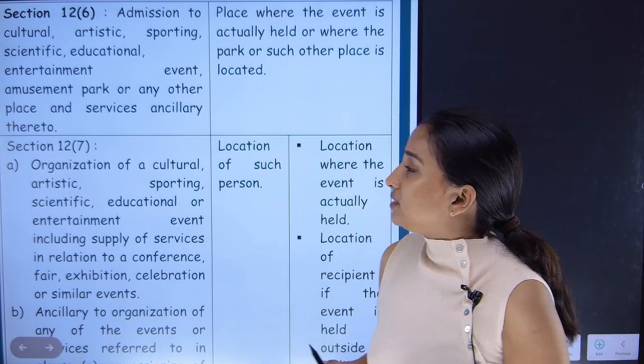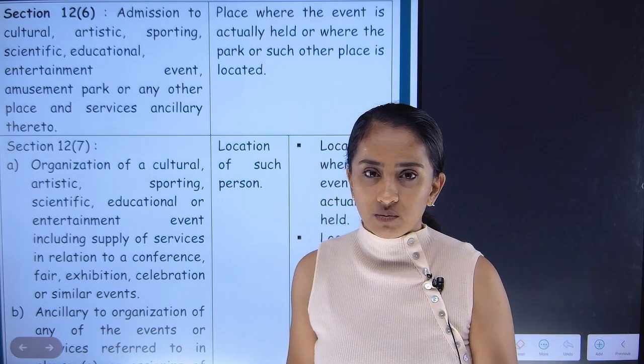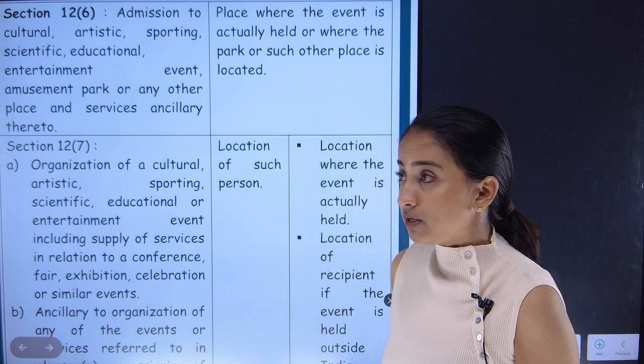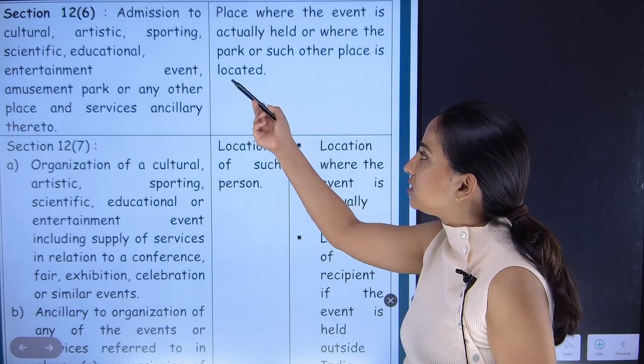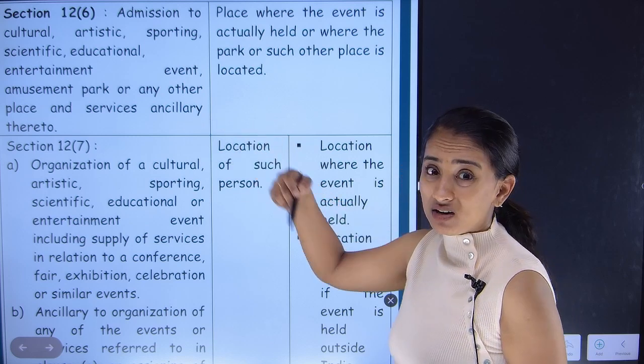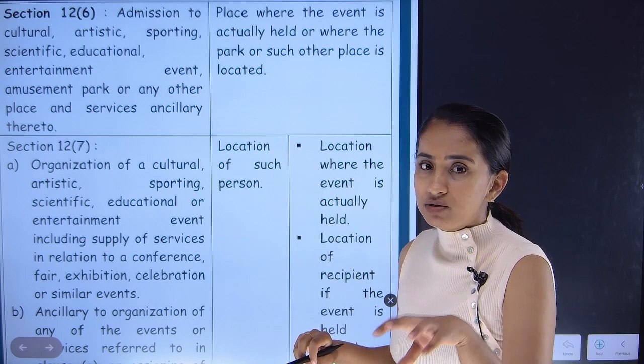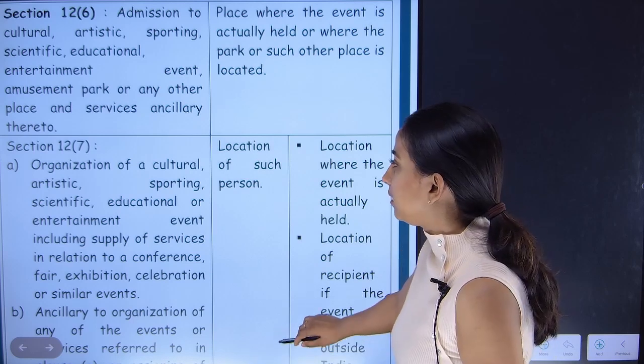Then let's say there's a stage show going, there's a dance performance. Where is the dance performance happening? That will be the location, that will be the place of supply. Okay, admission, cultural, artistic, amusement park, Wonderla, if at all you go to Wonderla. Where is Wonderla located? Bangalore. Bangalore is in Karnataka. Karnataka will be the place of supply.